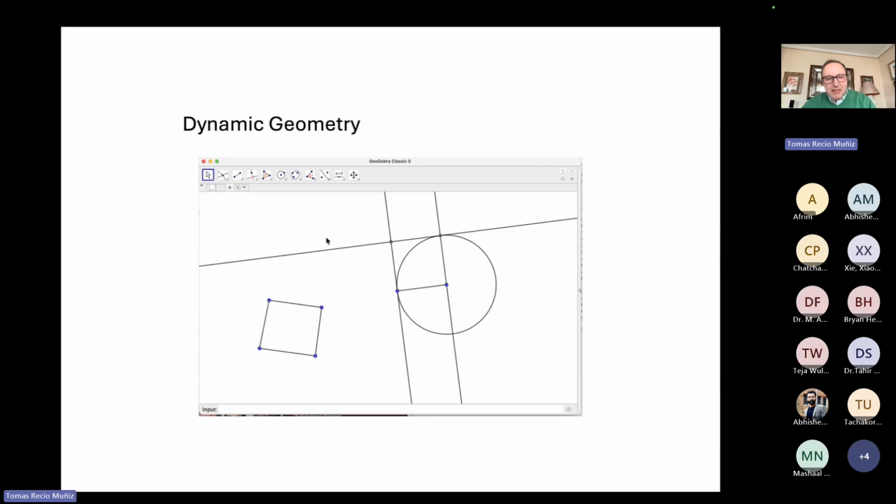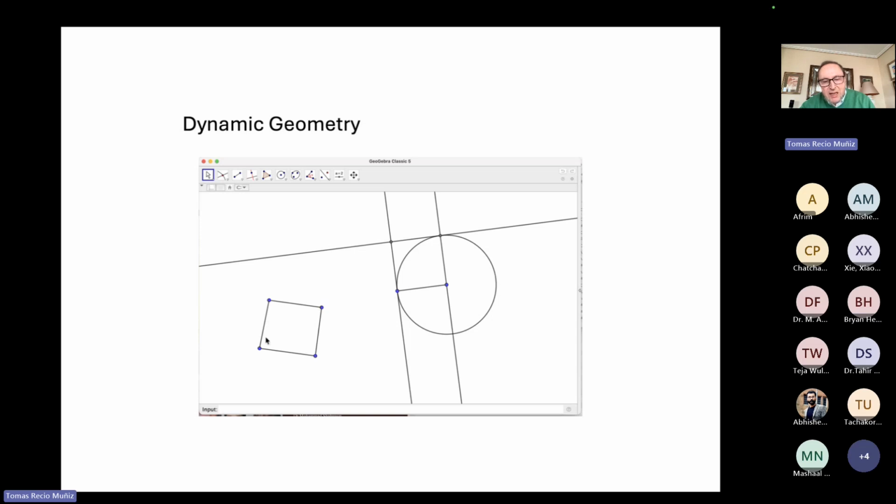So first of all, a quick mention of what is dynamic geometry. By dynamic geometry, we refer to software that allows you to make geometric constructions. But it is very important to remark that it is not about plotting. Here in this window, you can see two constructions of a square. This first construction is just approximate.